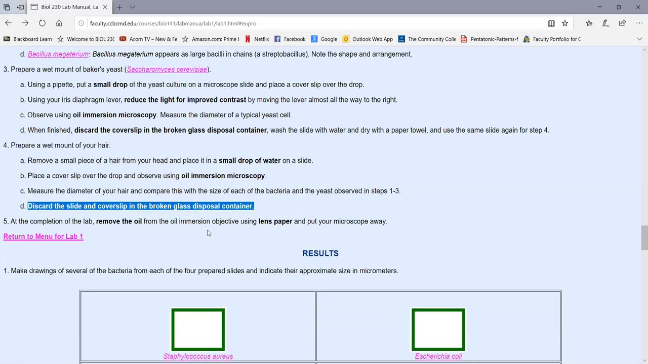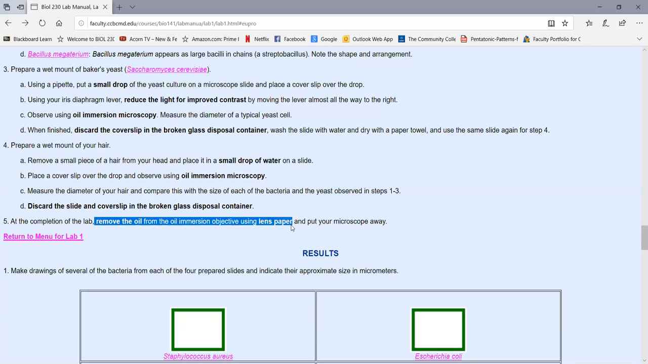Now, if you finish with the hair slide, both the slide and the cover slip will go in the broken glass container. And of course, before you put the microscope away, make sure you remove the oil from the oil immersion lens using lens paper. Remember, before you put the scope away, turn the control light on the base of the scope back to one, as low as it'll go. Then turn the microscope off, wrap the cord up, and then using two hands, carry it back and put it in the microscope cabinet with the eyepieces facing out.